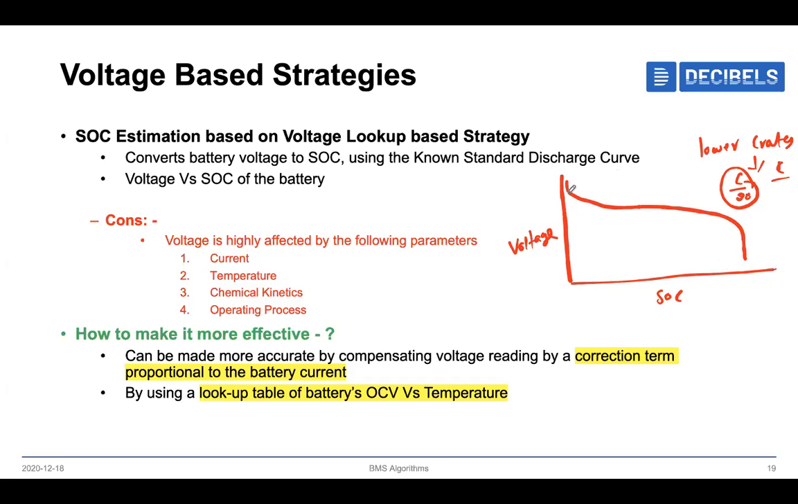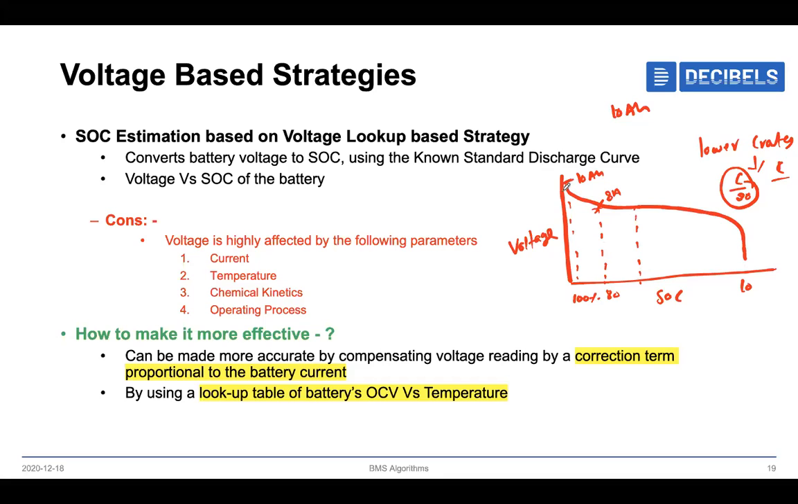Let's say we have a 10 amp hour cell. When SOC equals 100%, this is 10 amp hour. At each and every point of time we can measure the current and the time. If you multiply those two things, we get capacity. This capacity might be around 8 amp hour, so it will be 80%, something like that, and we'll come down to 10% and 0%.